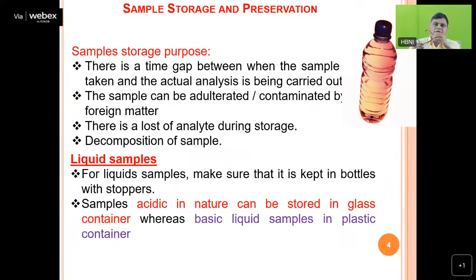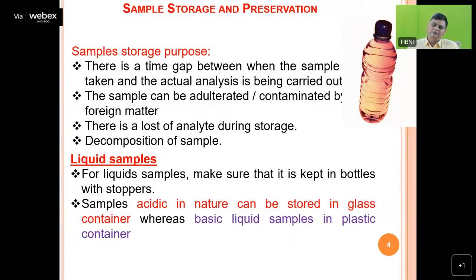Okay, so sample storage. See, the sample storage purpose. As I told you, there is a time gap between the sample being taken and the actual analysis being carried out. So what will happen during this time? The sample can be adulterated and contaminated by foreign elements. So during the storage process, if proper precaution is not taken, it can get contaminated.